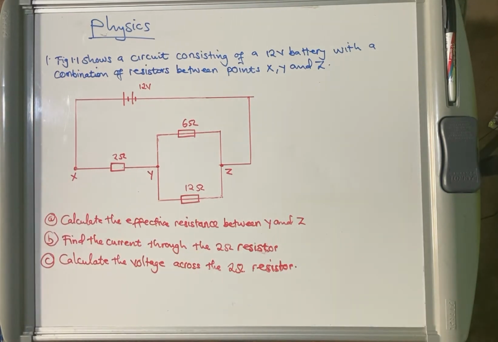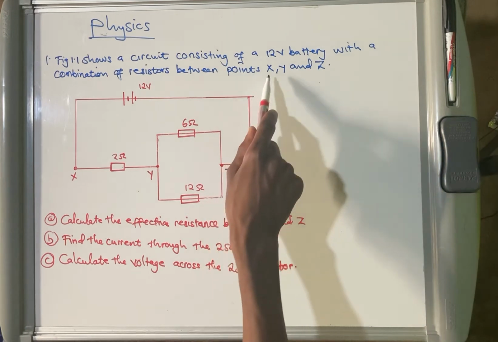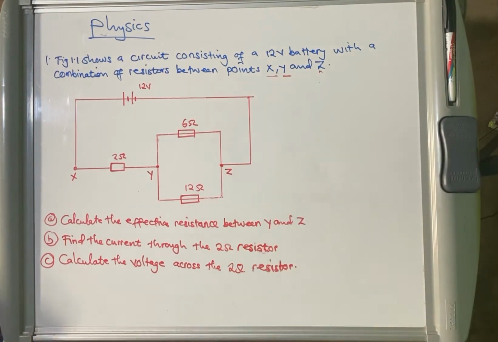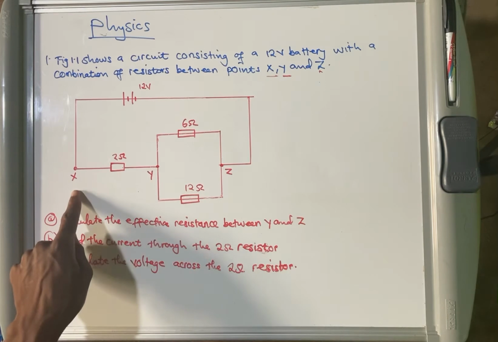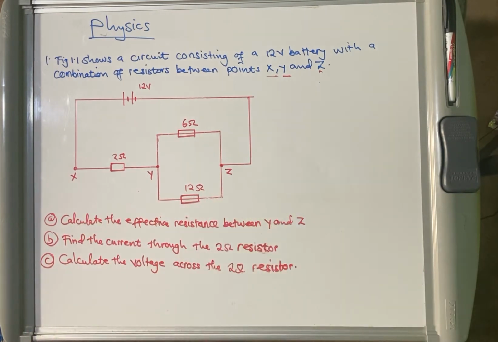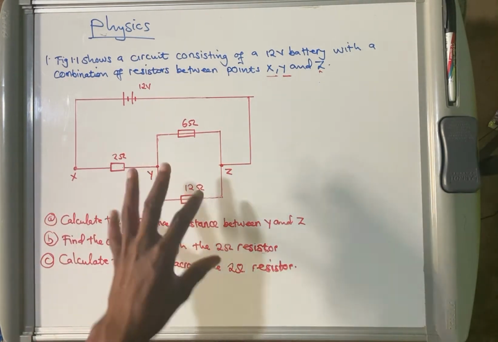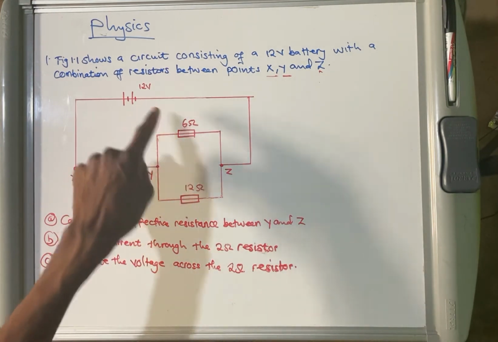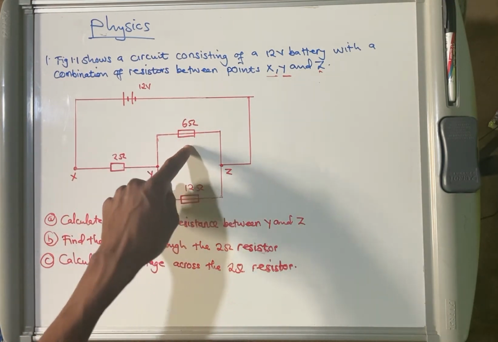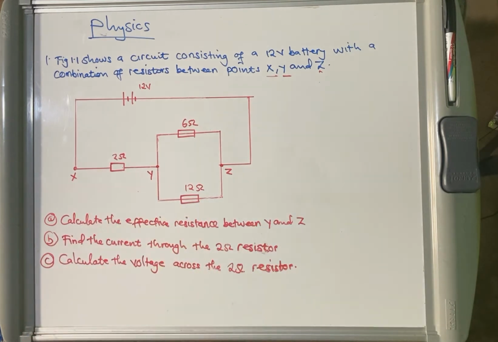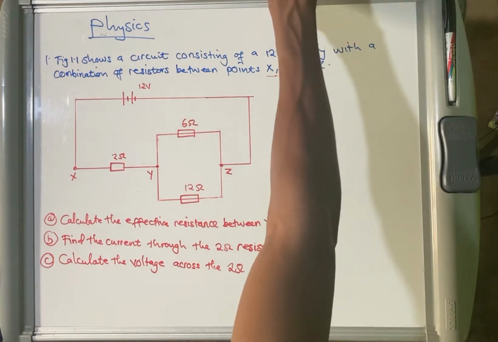Figure 1.1 shows a circuit consisting of a 12 volts battery with a combination of resistors between points X, Y, and Z. Okay, so we have the point X, Y, and point Z there. So you can start the diagram. We have a 12 volts power supply, and we have the 6 ohms, 12 ohms, and the 2 ohms there. Calculate the effective resistance between Y and Z.